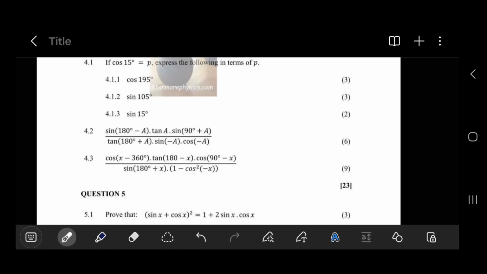Now 4.2 and 4.3 are quite similar. We need to simplify. But focusing on 4.2, we notice that we're given a lot of reduction formula in there. Now I've actually covered quite a few questions on this for grade 11. So if this is something that you struggle with, please make sure that you check out those videos. All the questions were taken from past papers, so that would also serve as good practice for you.